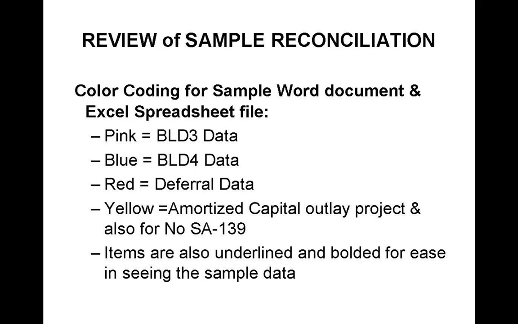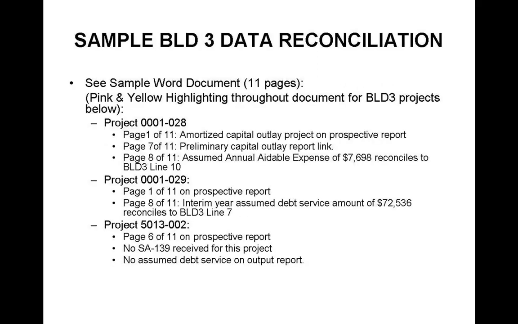Now, the sample Build 3 data reconciliation. Again, if we look at our Word document, and we look at page 1 of 11, and we see project 128, there are only 3 Build 3 projects on our sample document. And this is a pretty straightforward example here. Project 128, as we talked about earlier, is our amortized capital outlay project.